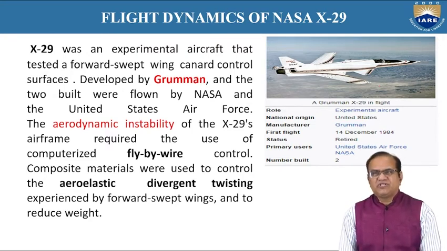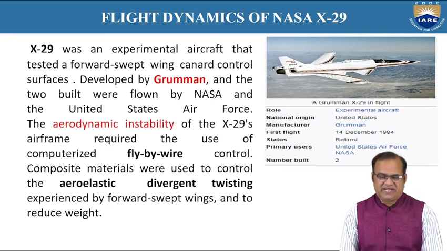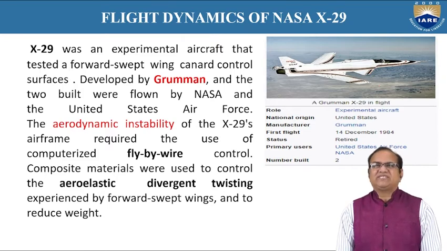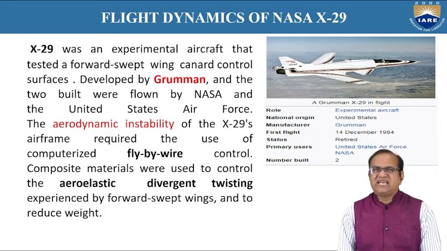Number of aircraft built, only 2 aircraft were built till now. So this has got some basic issues, so this aircraft was abandoned. X-29 was an experimental aircraft that tested a forward swept wing with canard control surfaces developed by Grumman, and the 2 built were flown by NASA and the United States Air Force.